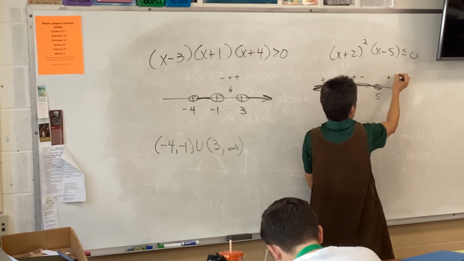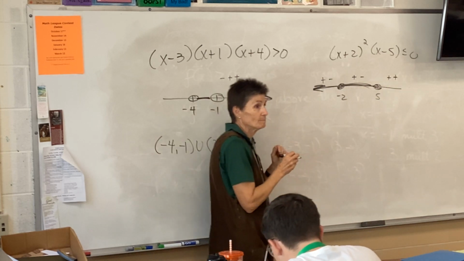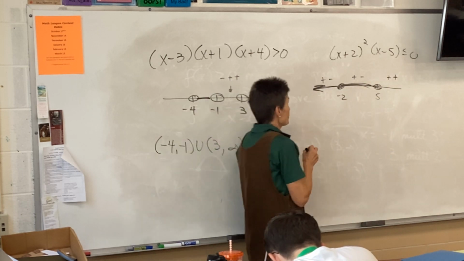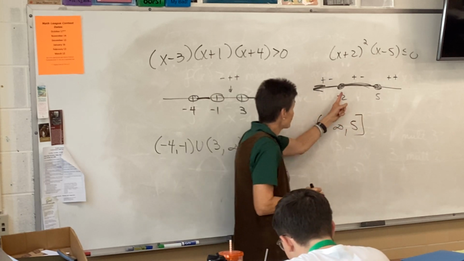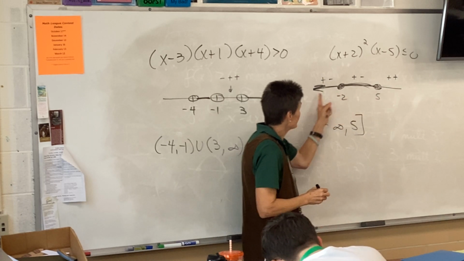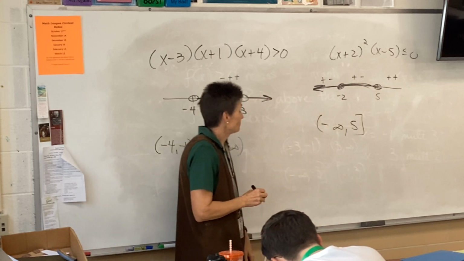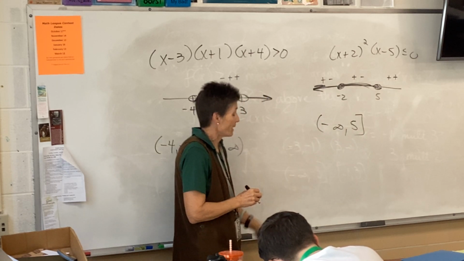6 gives me positive and positive. That doesn't work. So my answer is everything from negative infinity to 5. Since those are hooked together, don't split them up. This is the whole shebang.